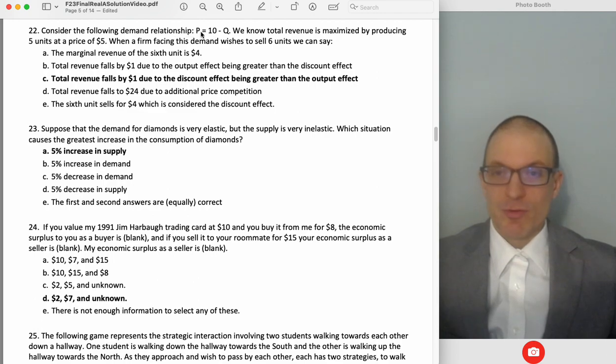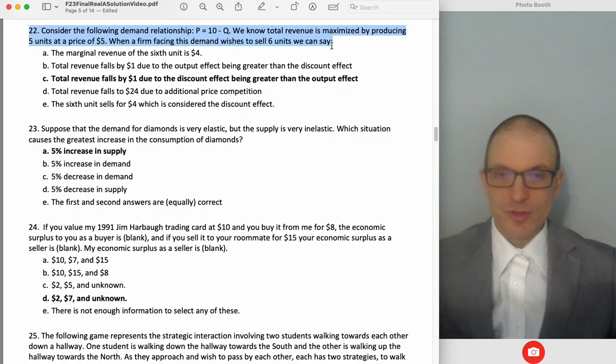Consider the following demand relationship. Price is equal to 10 minus Q. We know total revenue is maximized by producing 5 units at a price of $5. When a firm facing this demand curve wishes to sell 6 units, we can say, so this is the exercise we used in class. This is the example we used in class, and I uploaded a worked out version of this to the course page. Which of the following is correct?